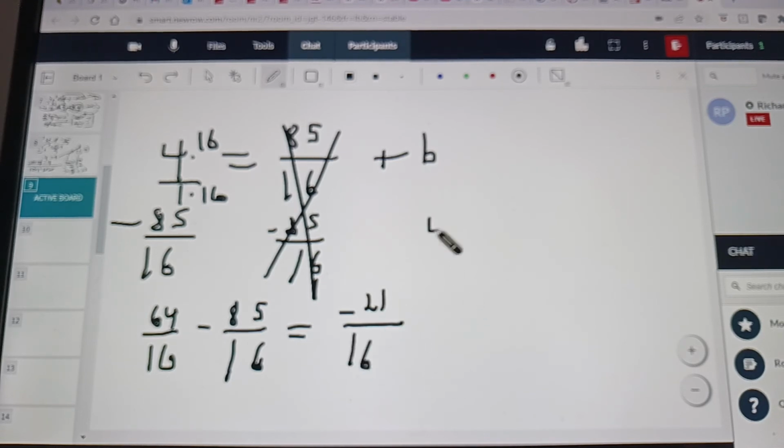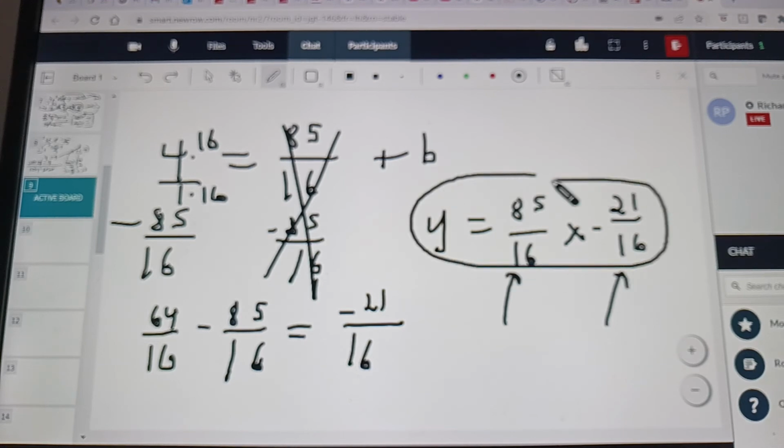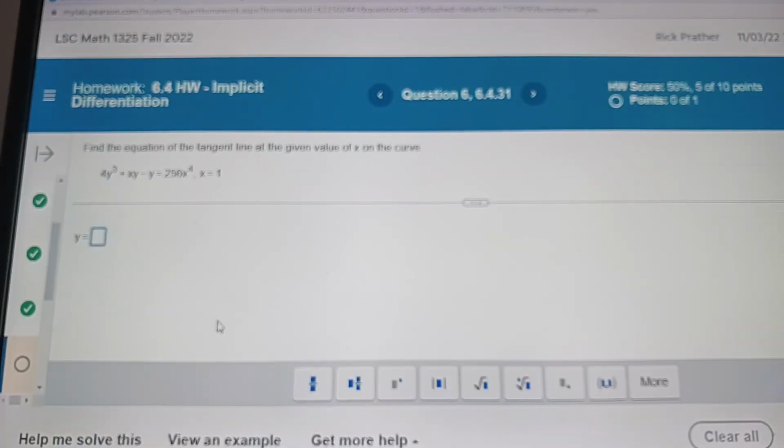So the final answer is y equals 85 over 16x. We knew that was the slope of the tangent line. And now we know the y-intercept is minus 21 over 16. It's common that if the slope has a weird denominator, that often the y-intercept does too. Although not always. But it did turn out to be the case here. So 85 over 16x, they already have the y equals, minus 21 over 16.